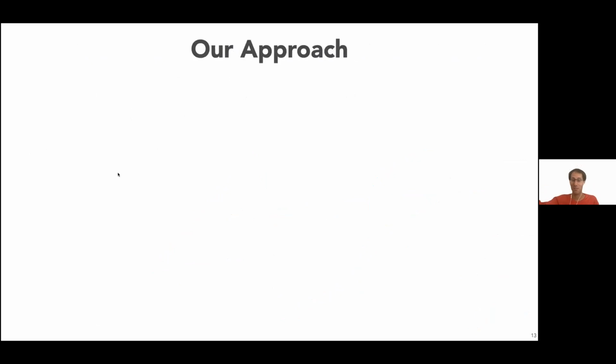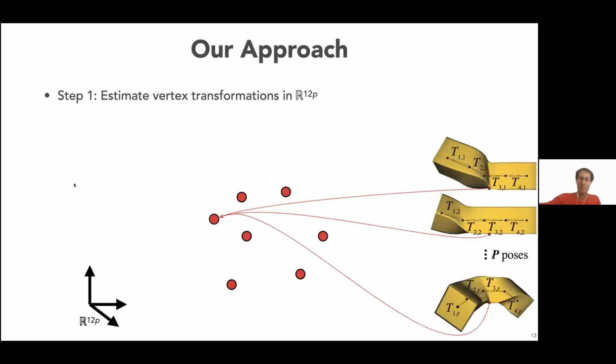Okay, so this kind of intuition brings us to our approach. First, we want to estimate vertex transformations in 12p. But we don't know what the handles are. We're going to try to recover handles, but we do observe vertices. We observe this mesh in various poses. So with these observations, we're going to estimate the transformations applied to those vertices in every pose. So those are points in 12p dimensional space.